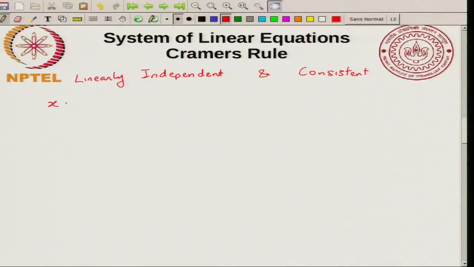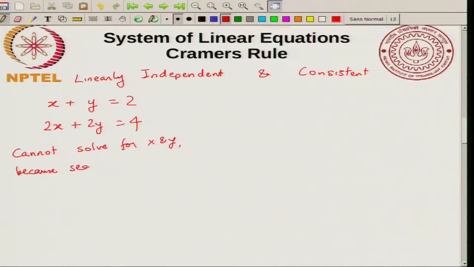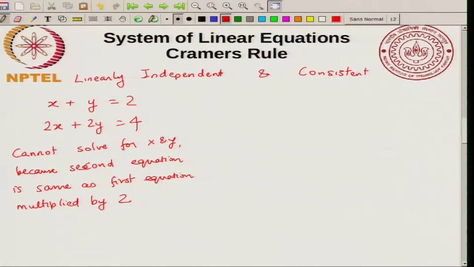Okay, so let's take a simple example. Suppose I have x plus y equal to 2 as my first equation. My second equation is 2x plus 2y equal to 4. So I have two equations and two unknowns. However, can you solve for x and y? The answer is no, you cannot solve for x and y, because the second equation is the same as the first. If you just divide by 2, the second equation is the first equation multiplied by 2. This is a simple example I did for two equations and two unknowns.